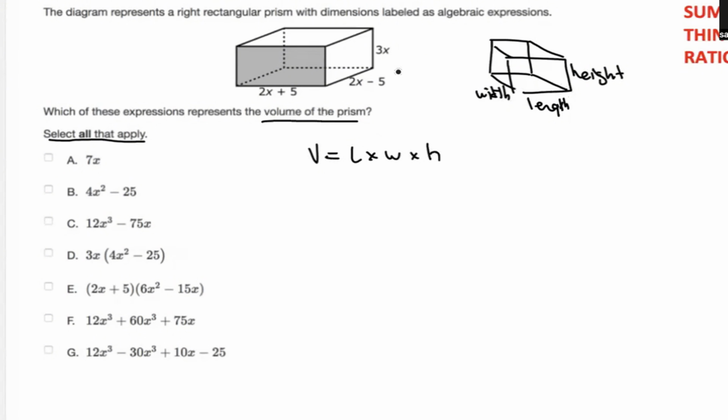Since here the length, width, and height are given as expressions, they are not just numbers, they are expressions. For the volume, let's assume that 2x plus 5 is the length, 2x minus 5 is the width, and the height is 3x. So I need to multiply these three expressions, okay?